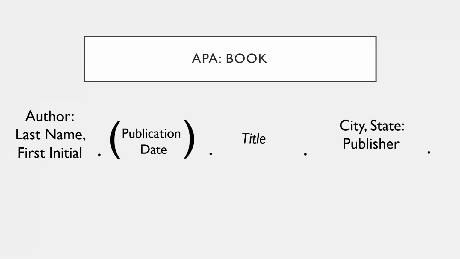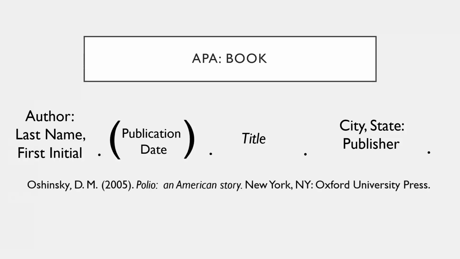For APA, you're always going to have the author with last name, first initial. They do not use first names in APA, followed by a period. The publication date is next, always in parentheses, followed by a period. Then the title is italicized, also followed by a period. Then you have the city, state, and the publisher. So this is how it looks with all the information. I have him inverted, last name first with his initials. Then I have 2005 in parentheses with a period. And then I have the title of the book italicized: Polio, an American Story.